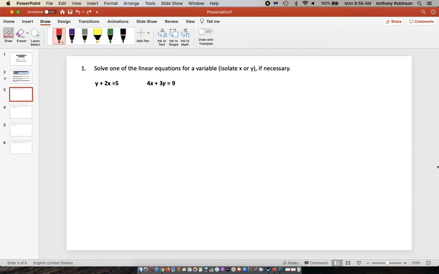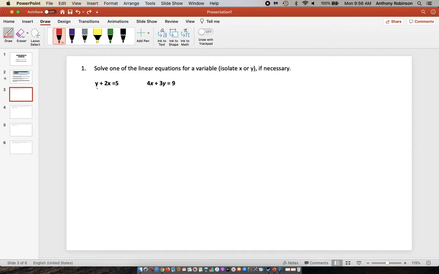So our goal is to determine where two lines cross. That's what a system of equations is, and this technique is called substitution. The first step is to solve one of the linear equations for a variable to isolate the x or y if necessary. Oftentimes when you're doing substitution, you already have a variable isolated, so you can skip this step.